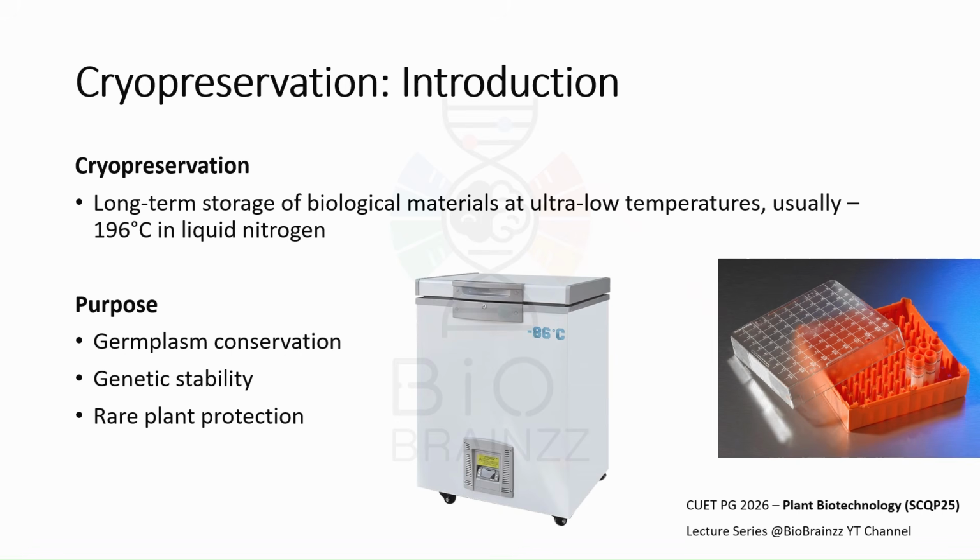The main purposes are germplasm conservation, maintaining genetic stability, and protecting rare or endangered plant species. For CUET PG, the temperature value of liquid nitrogen is very frequently asked: minus 196 degrees Celsius.